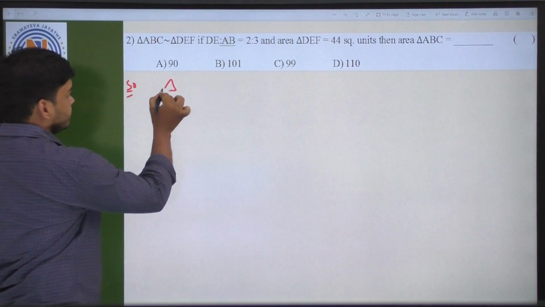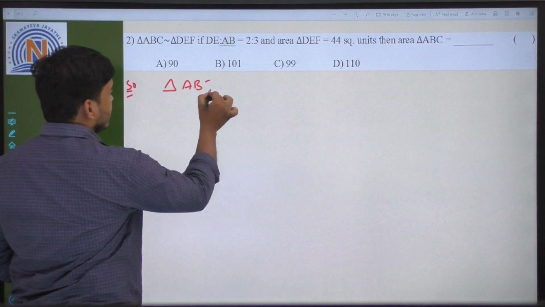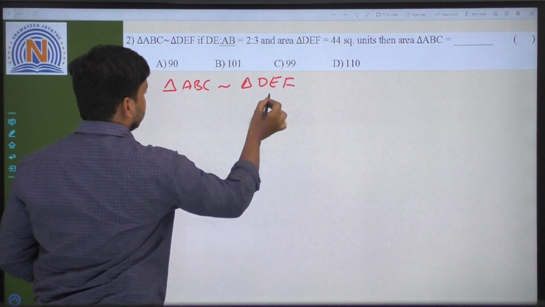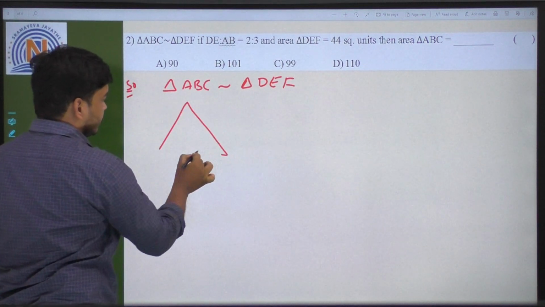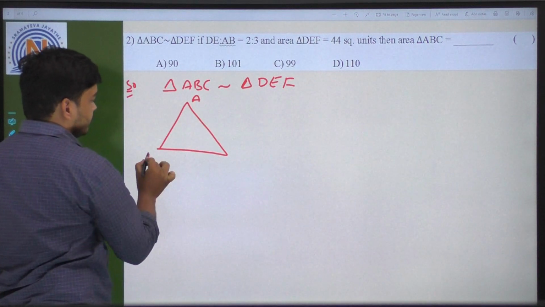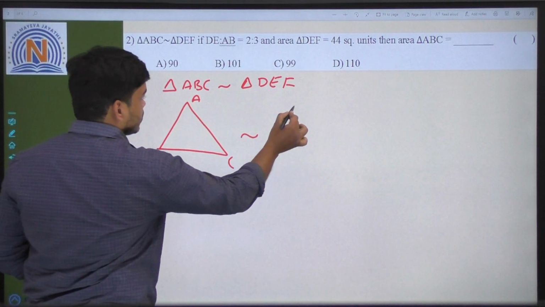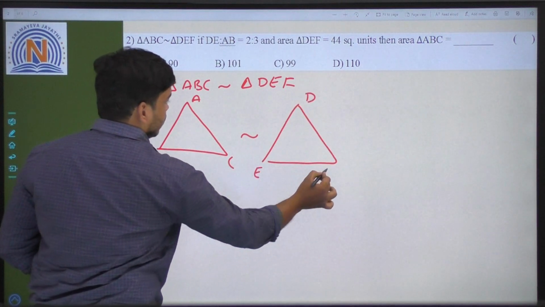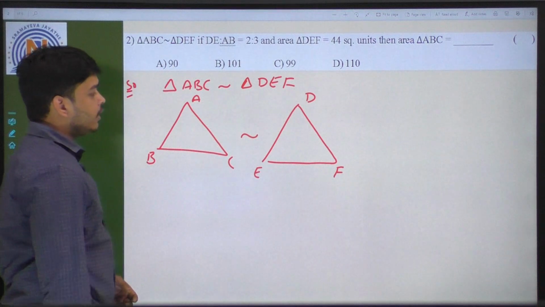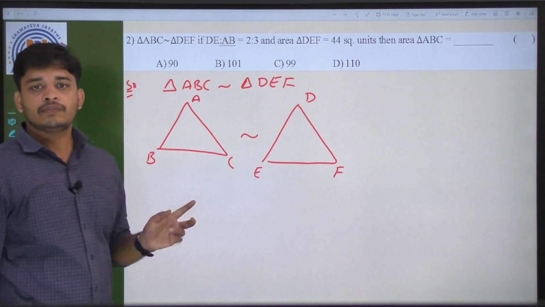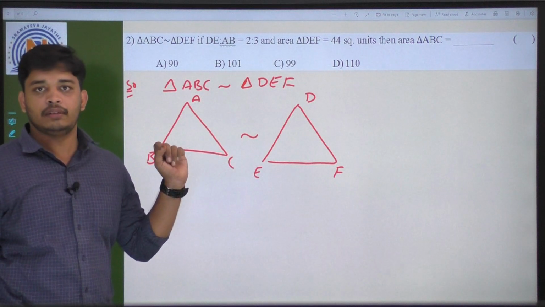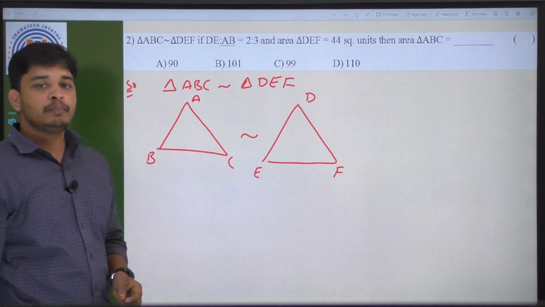So see here, triangle ABC is similar to triangle DEF. I am drawing a figure, triangle ABC, which is similar to triangle DEF. We know that by using the similarity theorem, if two triangles are similar, then their corresponding sides are in proportion.